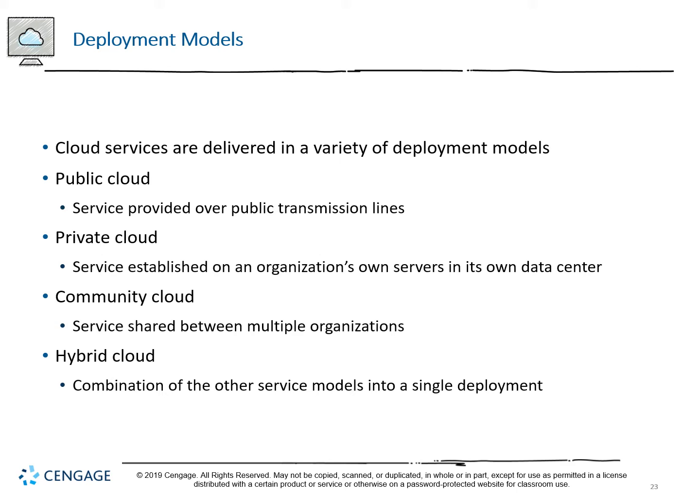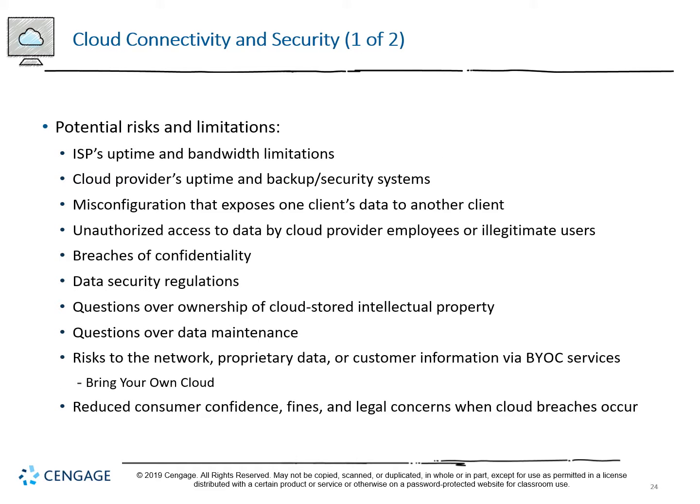Cloud services are delivered in a variety of different deployment models, what we call public, private, community, or hybrid clouds. Public cloud is where the service is provided over public transmission lines. A private cloud is established on an organization's own servers in its data center, so it is retained locally. The community cloud is shared between multiple organizations, and then a hybrid is a combination of any of the other deployment models into a single deployment. So you could have some that have an aspect of a public cloud as well as community cloud, or even all three.